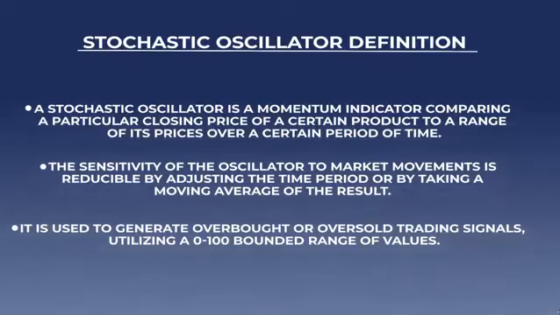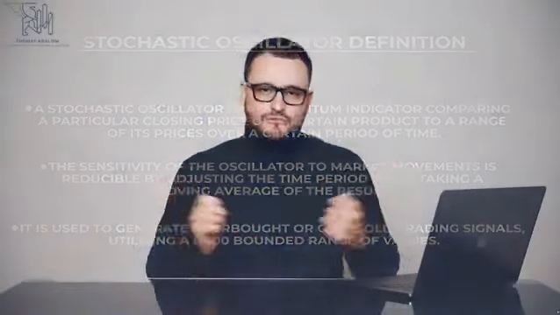Hang in there and let's talk about stochastic in very technical terms. It is a momentum indicator comparing a particular closing price of a certain product to a range of its prices over a certain period of time. The sensitivity of this indicator to the market movements is reducible by adjusting the time period or by taking a moving average of the result. It is used to generate overbought or oversold trading signals, utilizing a 0 to 100 bounded range of values. Hang in there, we are almost finished.